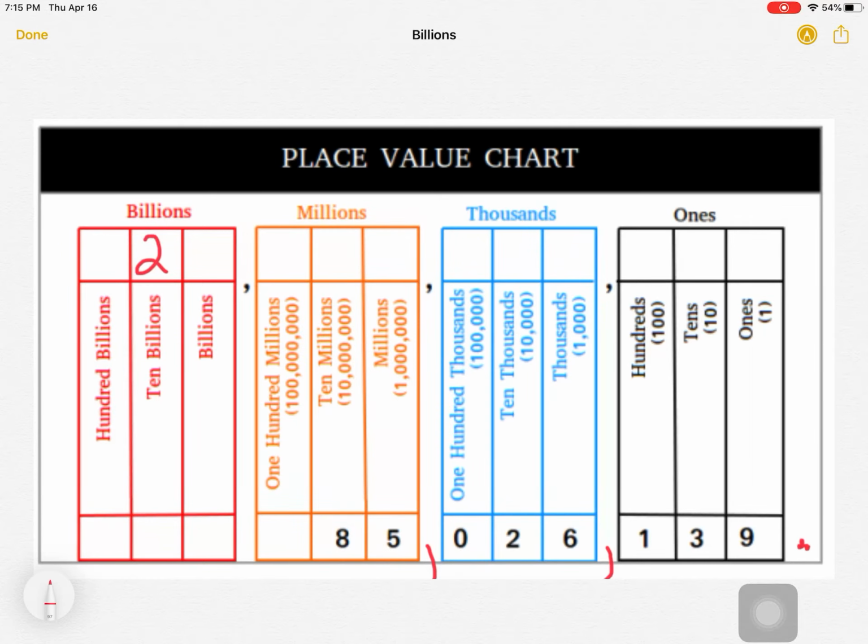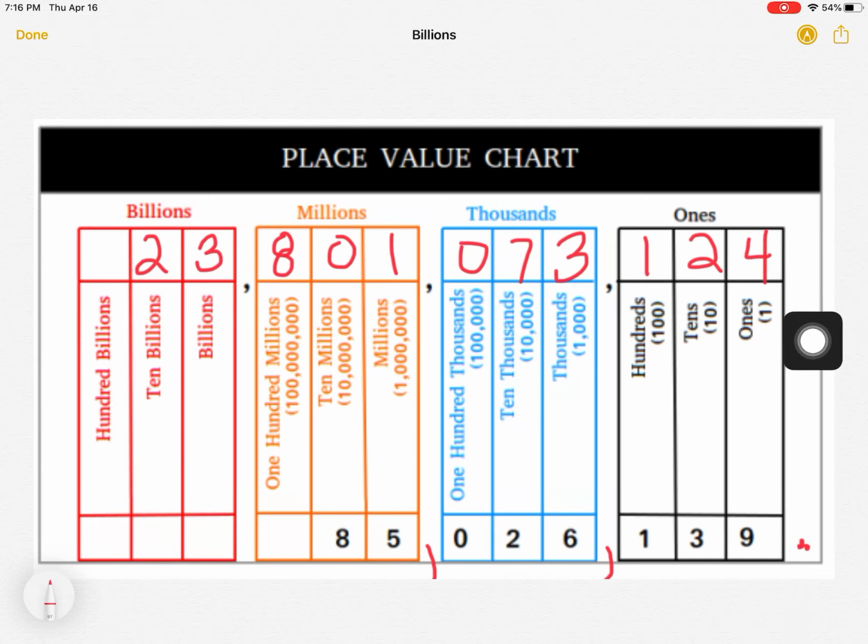All right, now I'm going to write in another number for us, and I'm going to even do the billions. Now, if you saw that number, it'd be pretty overwhelming, right? But now that we know how to break it down, it's not so bad, okay? So I've added another place on here. It's billions. So we say 23 billion, 801 million, 73,124. Okay, I had the commas already in there, so we didn't have to worry about drawing those in.